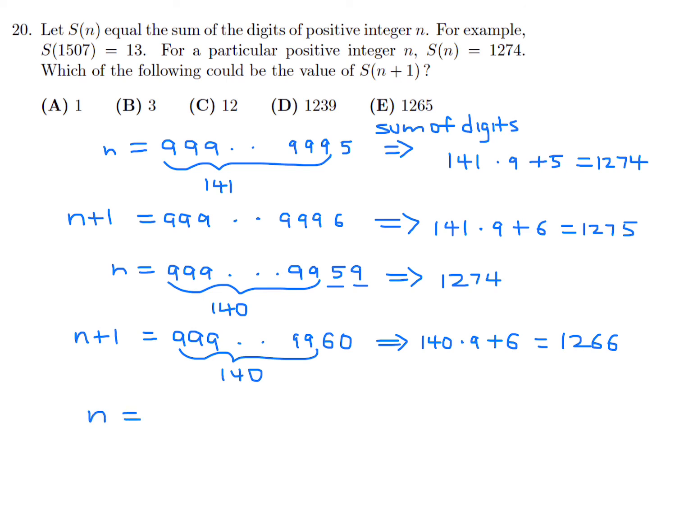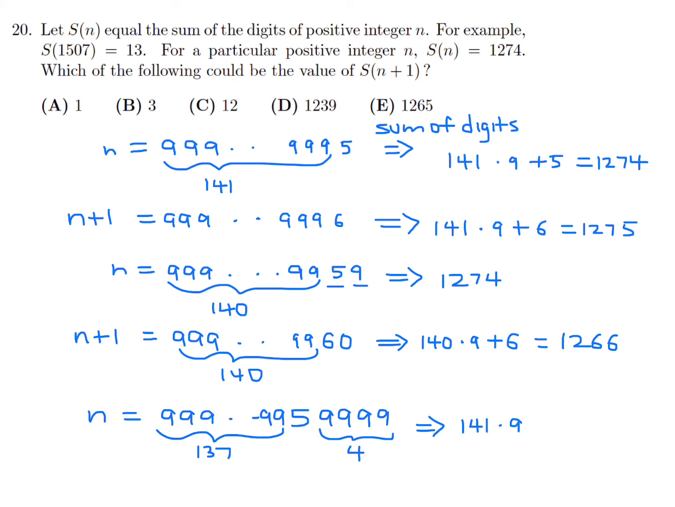What you do is you put the 5 a little bit further than what we had. So you put it here, and then you follow it by 4 9s like this. So this is basically 137 9s. This is 4 9s. So again, it's the same, 141 9s. So when you do the sum of the digits, it'll be still 141 times 9 plus 5, which is 1274. But the magic happens now when you do n plus 1.